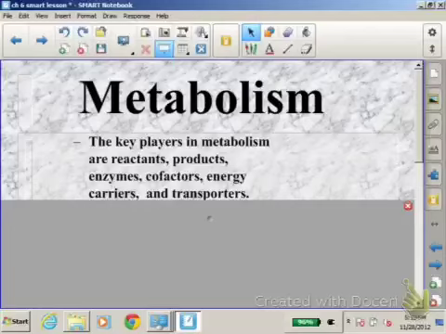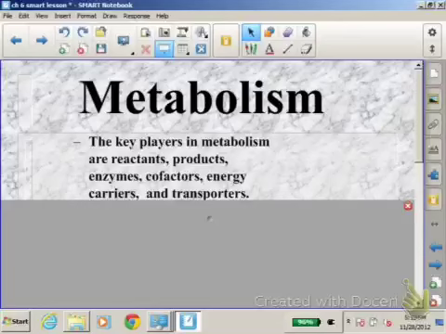If you'll remember, a reactant is the substances that enter a chemical reaction. Products are the substances that are produced by a chemical reaction. We're going to talk about enzymes in a few minutes, but remember that enzymes are substances that speed up the rate of chemical reactions. Cofactors are things like vitamins that help an enzyme do its job. And then we have energy carriers and transporters.